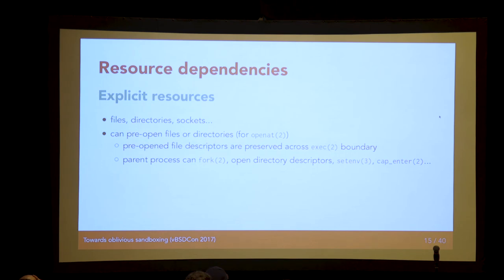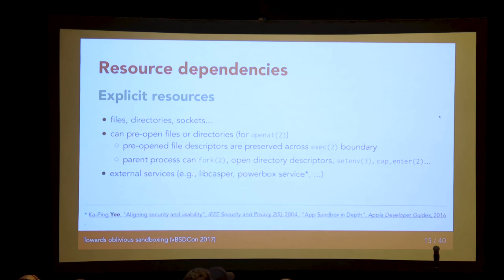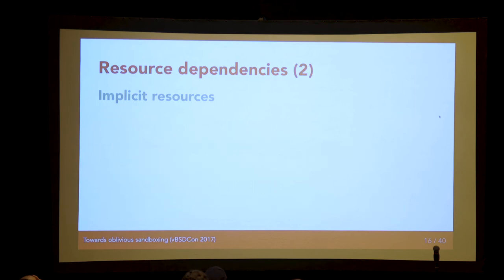But we can do all this, then we can set env to tell the child process about where it can find all this stuff, and then we can cap enter, right? And we can get some things from external services like a PowerBox service or something else. But in addition to these explicit dependencies, explicit resources that we need, there are also some implicit resources that we typically don't think about when we're writing C code.